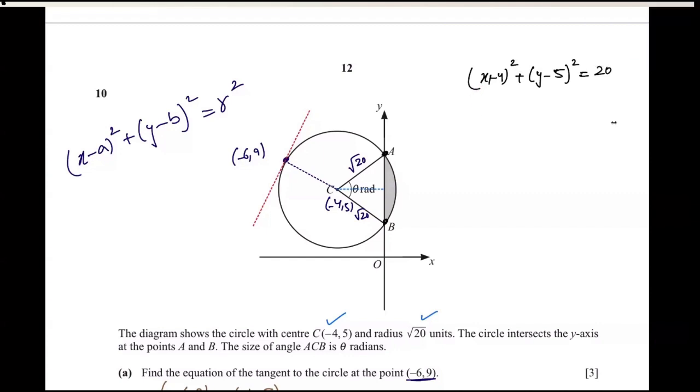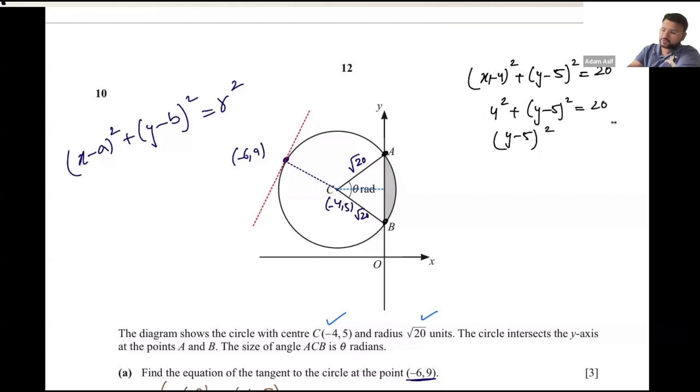0। Oh yeah, 0. So that's going to be 4 square plus y-5 the whole thing square equals to 20. Y-5 the whole thing square is going to be equal to 20 minus 16, that is 4. Y-5 is equals to +2 and y-5 is equals to -2. Y is equals to 7 and y equals to 3. तो अब this is 3 and this is 7.